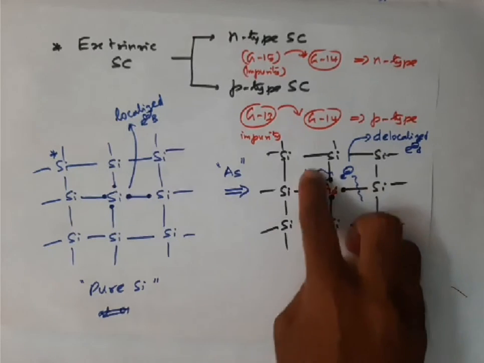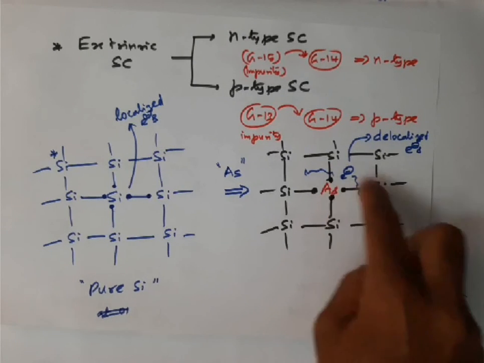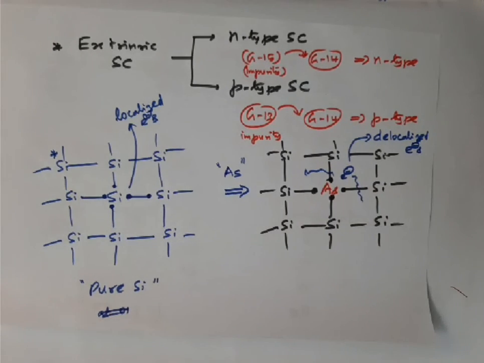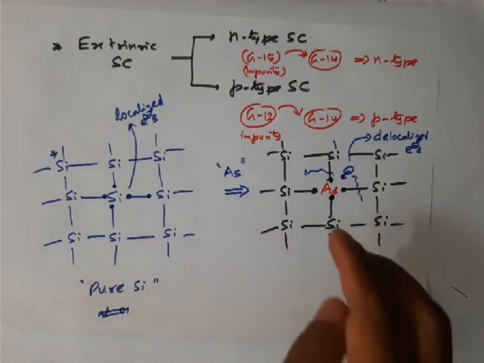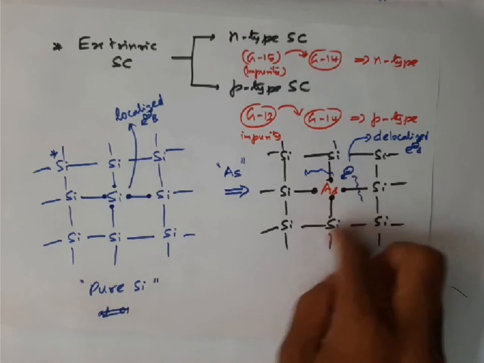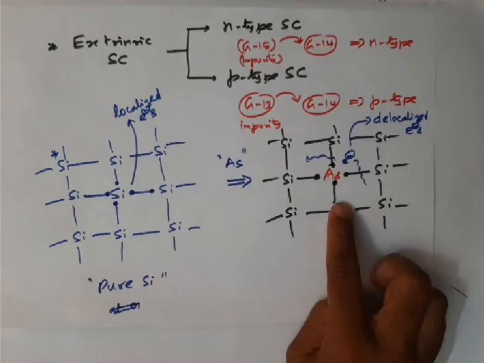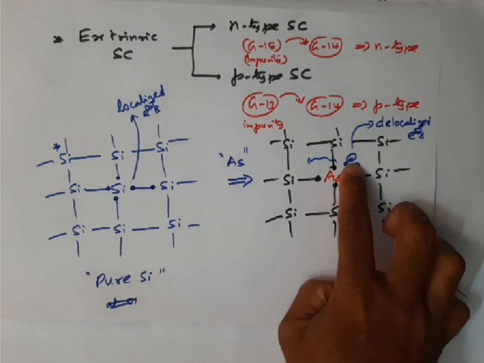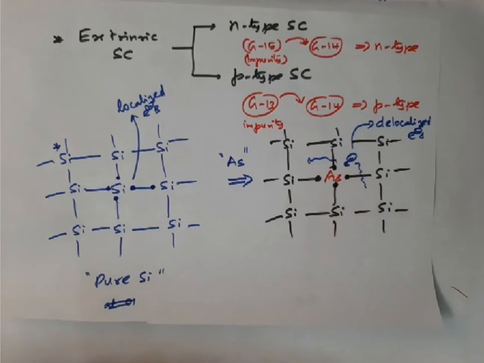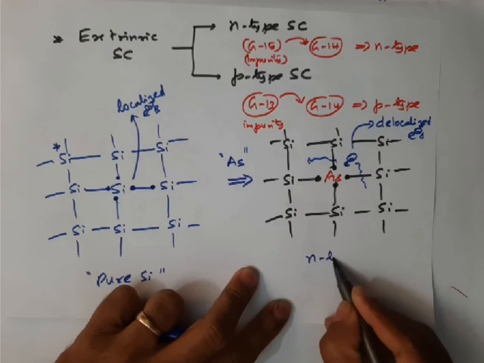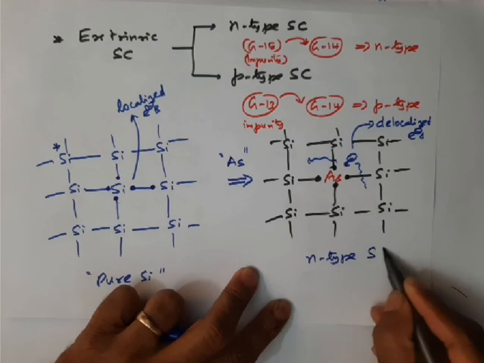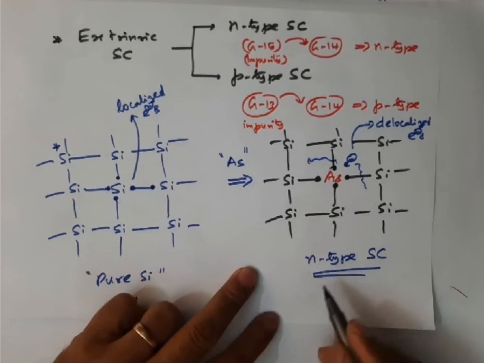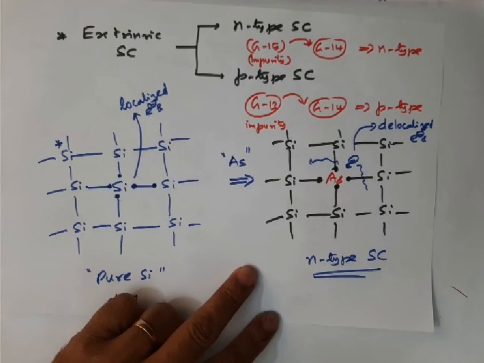Now, students, observe this carefully. Which species is moving freely here? The negatively charged species. The electron, which carries a negative charge. That's why it is called an N-type semiconductor, because here the carriers are electrons.